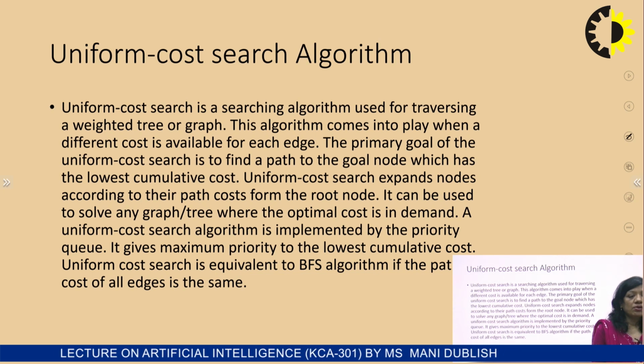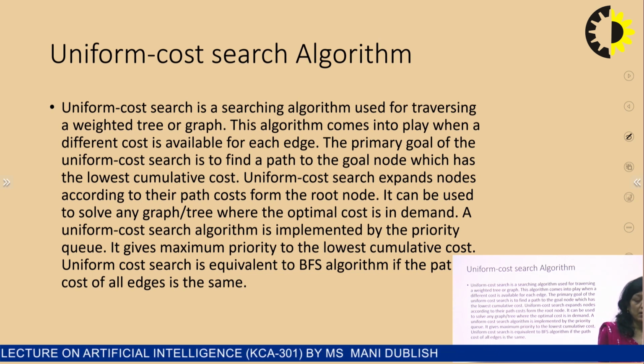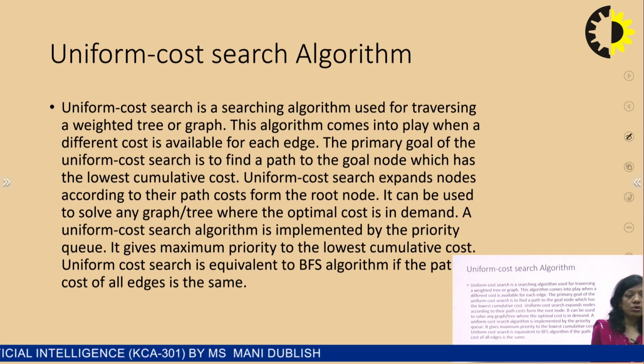A uniform cost search algorithm is implemented by the priority queue. It gives maximum priority to the lowest cumulative cost. Uniform cost search is equivalent to the BFS algorithm if the path cost of all the edges is the same.